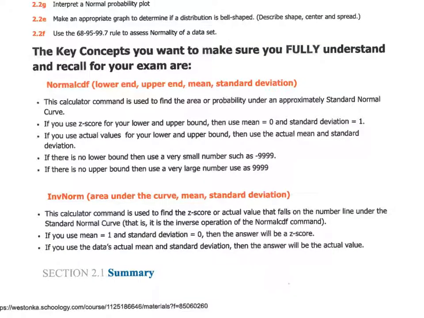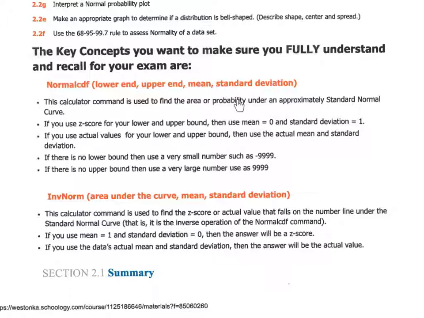Some basic key concepts are not to forget how to do the normal CDF in the calculator. Remember, normal PDF does not exist. That's a point distribution, and normal curves don't have a point, but they only have a cumulative. Just lower end, upper end, your mean and standard deviation. If it's standardized, it's always 0 and 1.